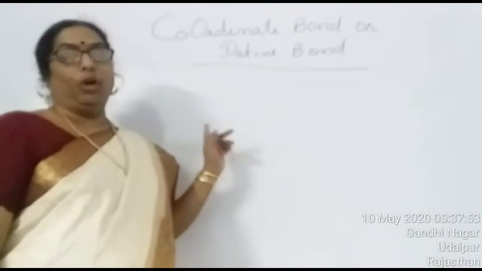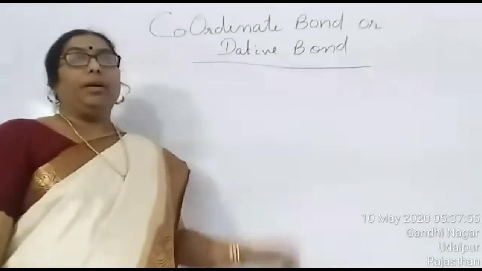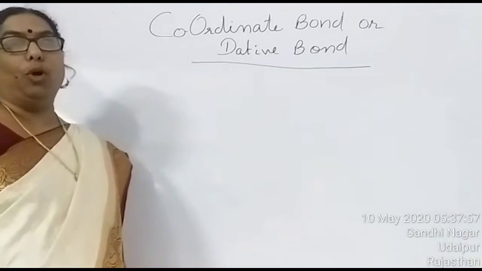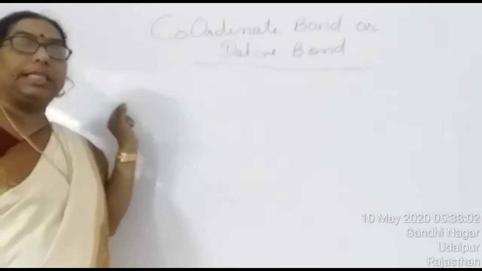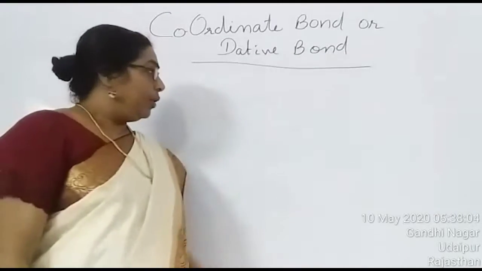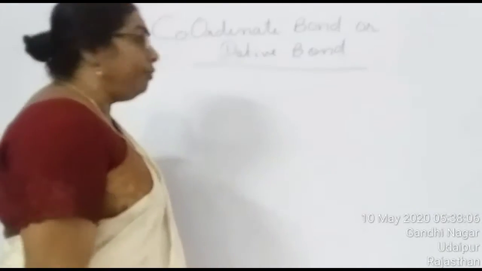Class today about chemical bonding. Today we are going to study a new type of bond called coordinate bond, or dative bond, or semi-polar bond. Okay, let us consider the formation of ozone.